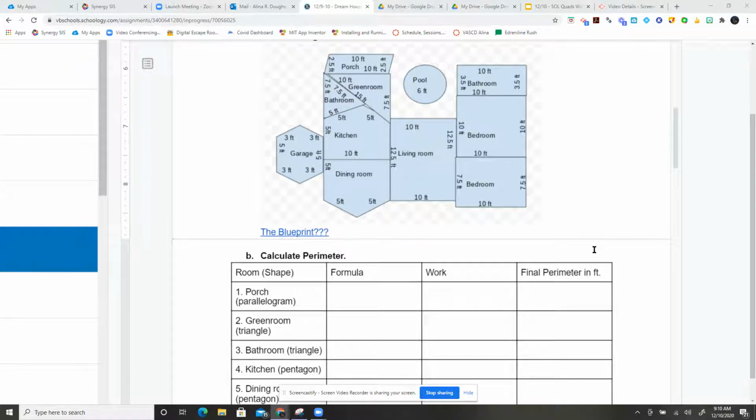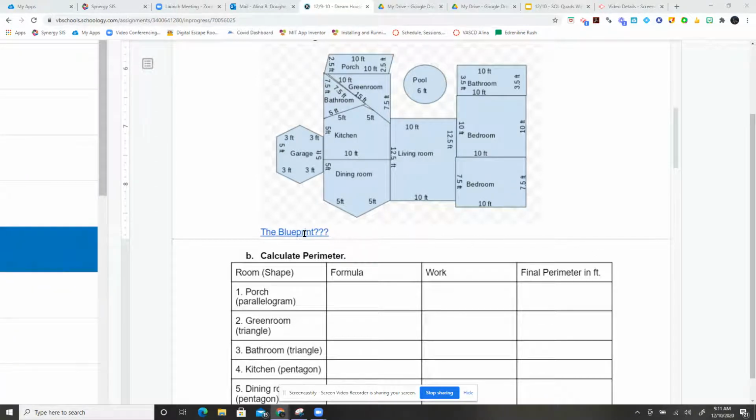Is this 6 feet for the pool, the radius, or the diameter? Diameter? Okay. So when you're using the formulas, just make sure you're consistent that the 6 feet is the diameter. But everything else looks great. Do you have any questions for me?